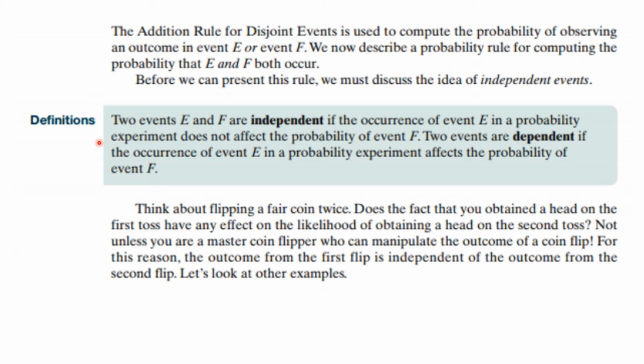Similarly, two events are called dependent if the occurrence of event E in a probability experiment affects the probability of event F. Think about flipping a fair coin twice. What happens on the first toss has nothing to do with what happens on the second toss. So the first flip is independent of the outcome of the second flip. Let's look at some other examples.